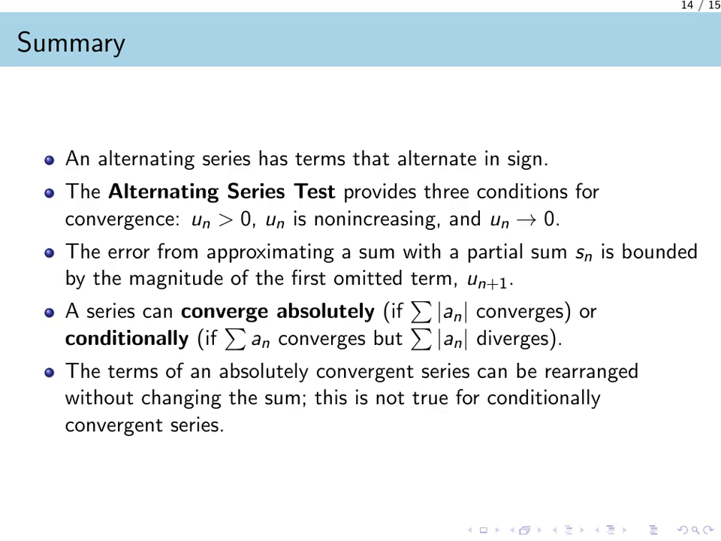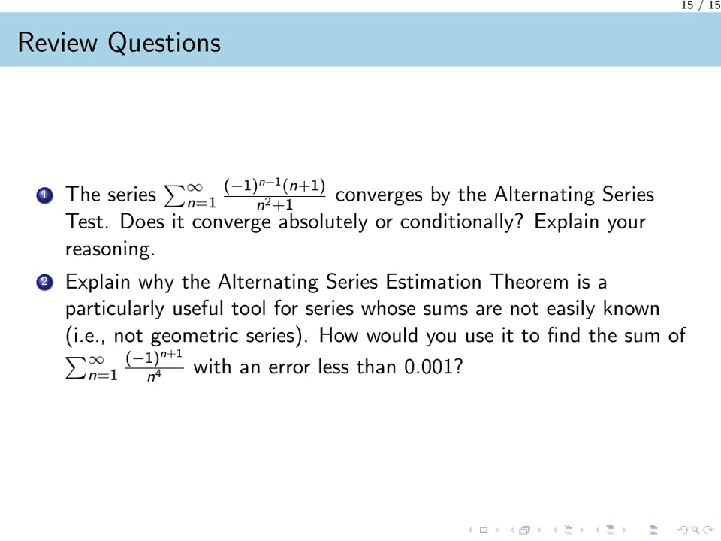We also distinguished between two kinds of convergence. A series converges absolutely if the series of its absolute values converges. If not, but the original series still converges, we call it conditional convergence. This difference is critical because absolutely convergent series can be rearranged without changing their sum, a property that conditionally convergent series do not have. To wrap up our discussion, let us look at a few questions that bring together the key concepts we have covered. These problems are designed to test your understanding of convergence and error estimation for alternating series.